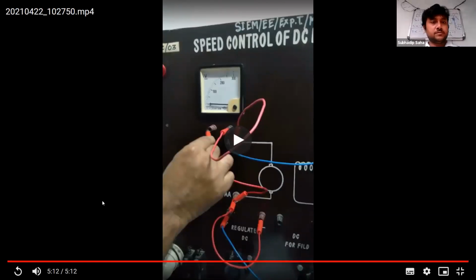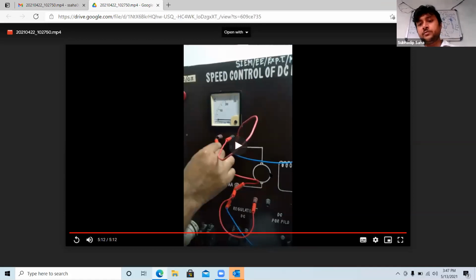So, students, have you understood this video? Yes, sir. Okay. In the next, you have to draw two graphs. One is your speed versus field current. In the second table, you have the armature voltage constant, and you are getting the speed versus field current.